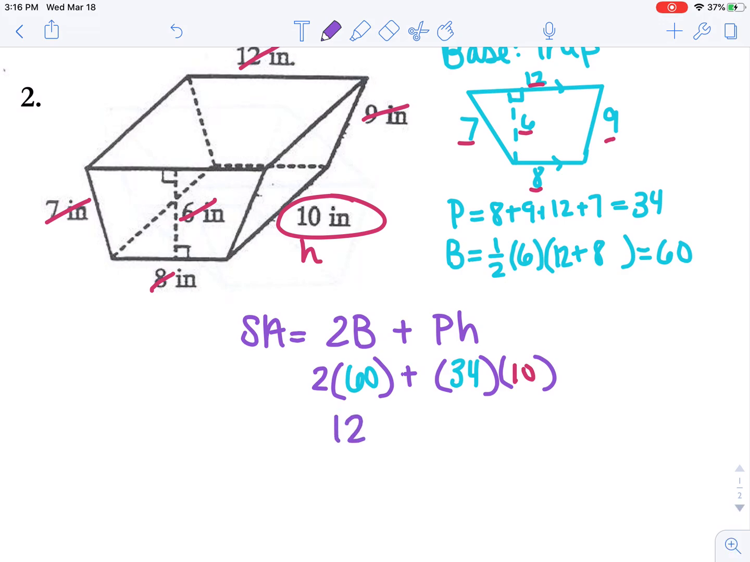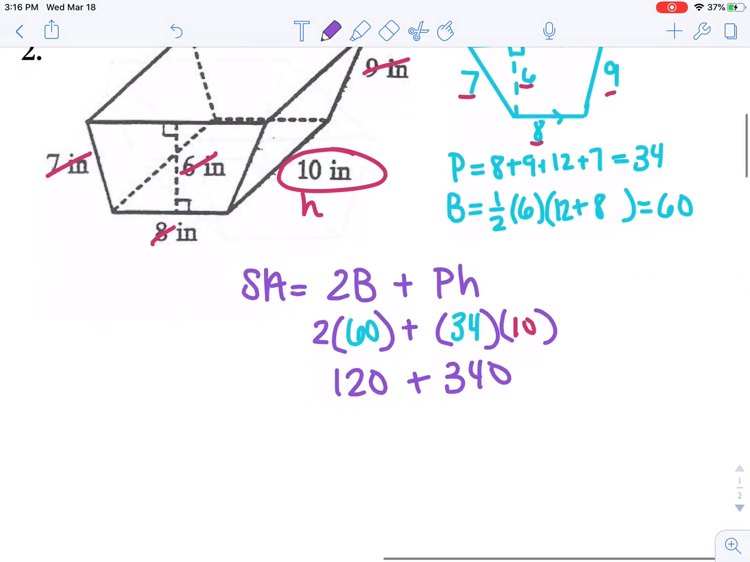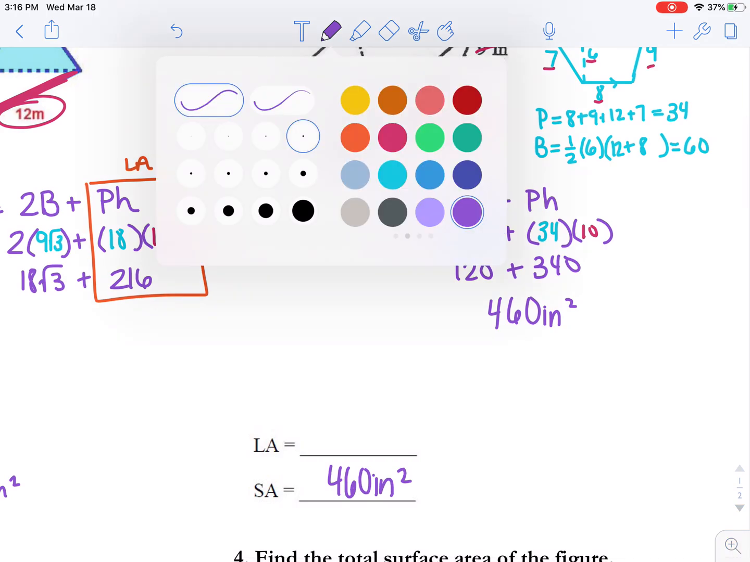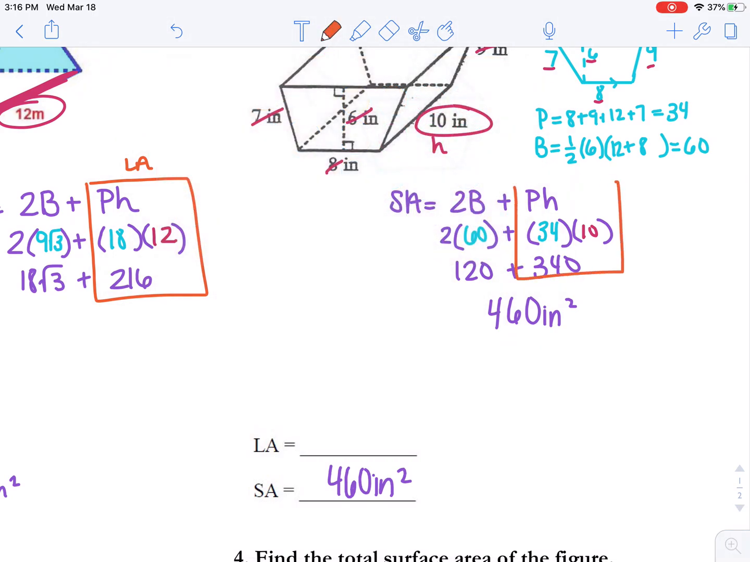So now we go through the two bases, 120 plus 340. So our total surface area is 460 square inches. Again, to get the lateral area, we just have to go back in. Ignore the bases this time. They just want the lateral area, 340 square inches.